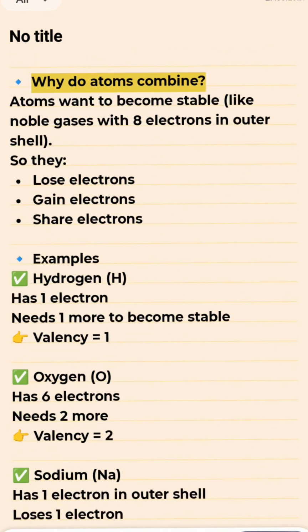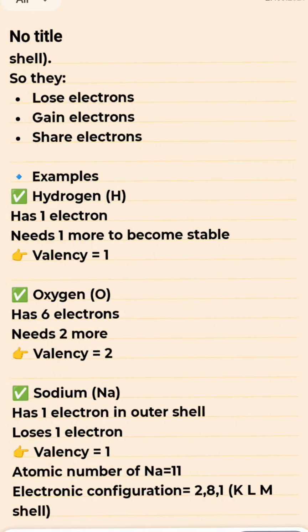Of course, remember that helium has a duplet configuration. It has 2 electrons. So if hydrogen can attain a duplet configuration, it will attain stability. Other than hydrogen, any other element which has a configuration near to octet, if it can attain the octet configuration, then it will attain stability. So this stability can be attained either by gaining electrons, losing electrons or sharing of electrons.